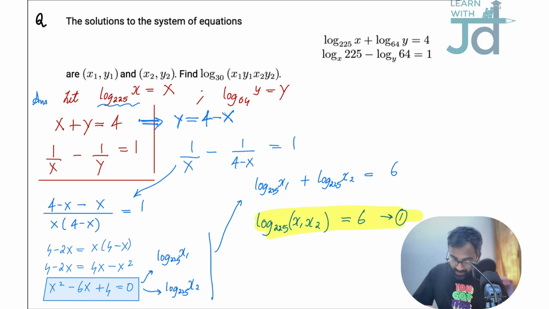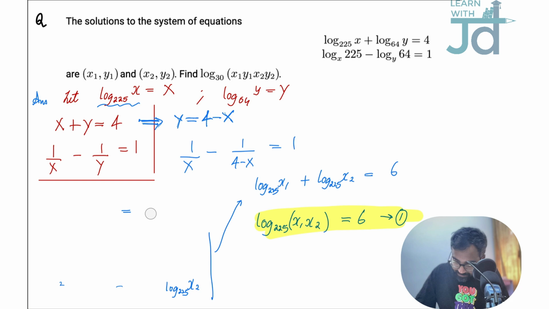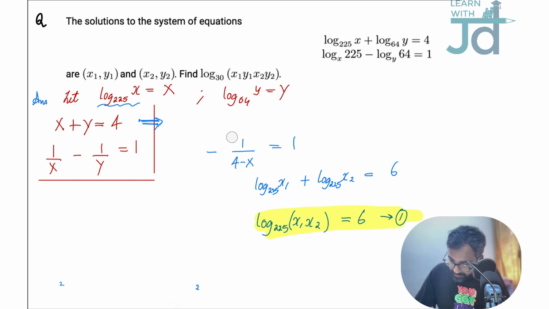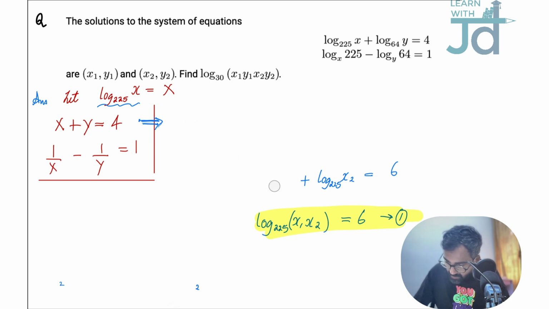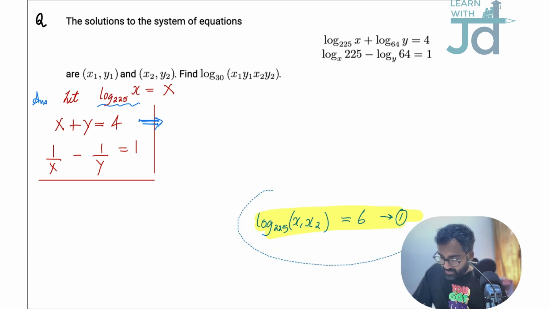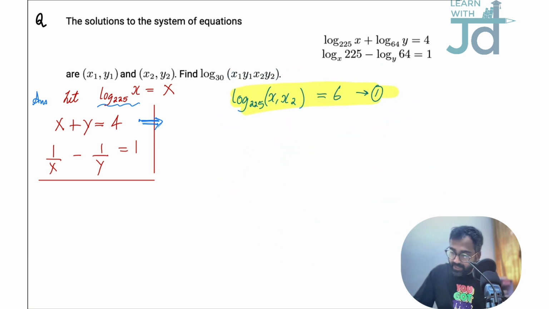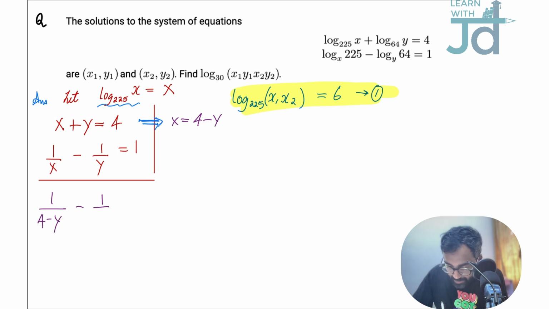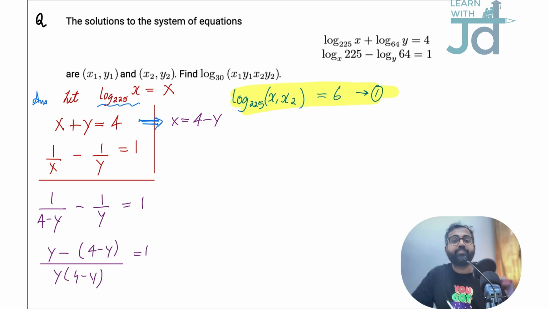Okay, so what am I doing now? Okay, so this is one equation, so we'll keep it here. We got it. Now here let us eliminate x. So instead of x, it is very easy, I can write 4 minus y. So 4 minus y minus 1 by y is equal to 1. So take a quadratic from this. LCM: y minus of 4 minus y is equal to y into 4 minus y is equal to 1.